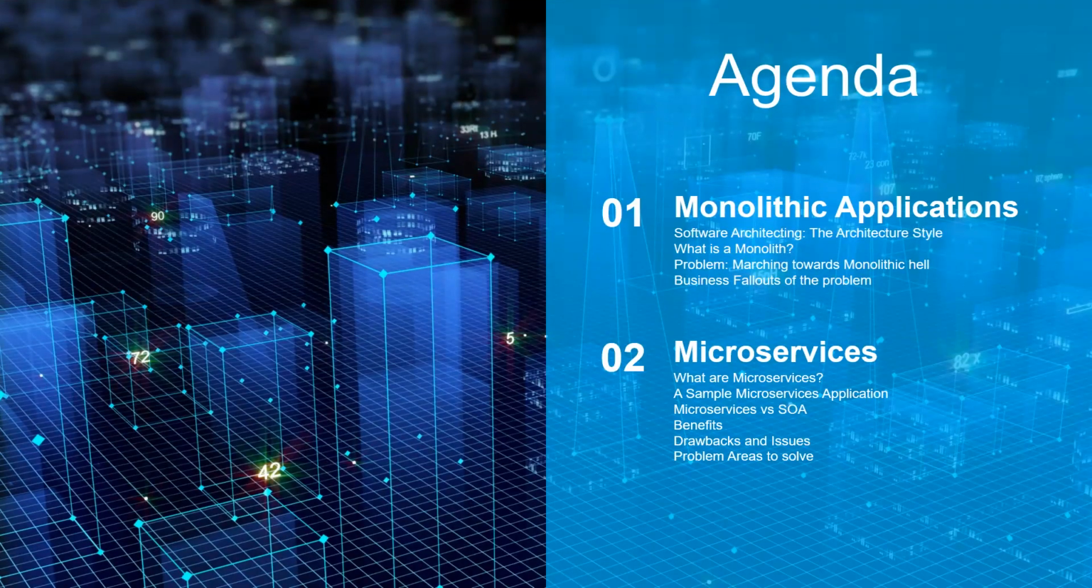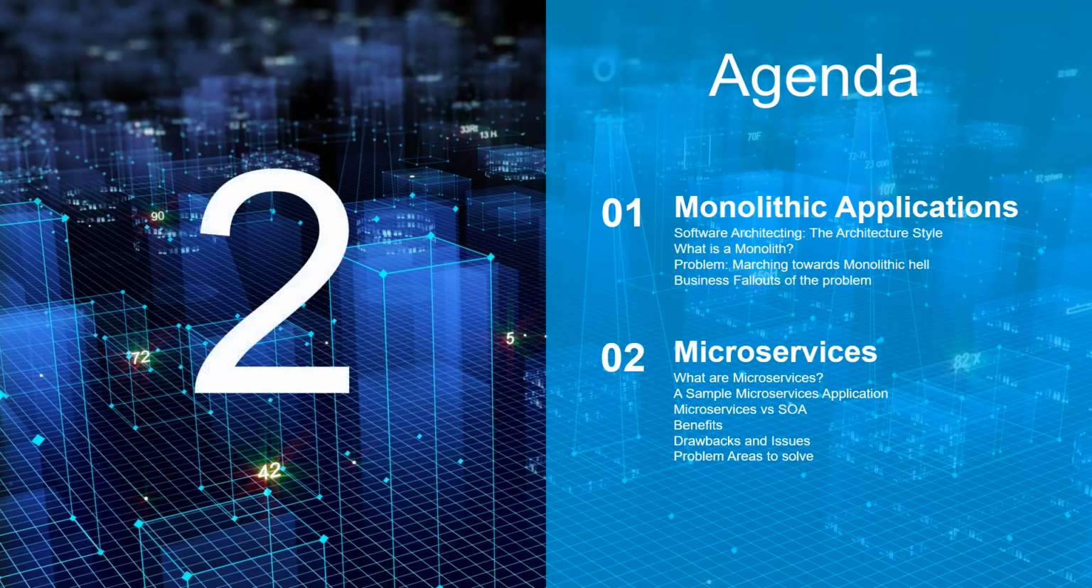All right, in this part, I will explain what microservices are. I will provide an illustrative example for that. And to eliminate any eventual ambiguity, I will compare microservices to service-oriented architecture. Then I will focus on microservices pros and cons. And finally, I will present an overview of the problem areas to solve when using microservices.